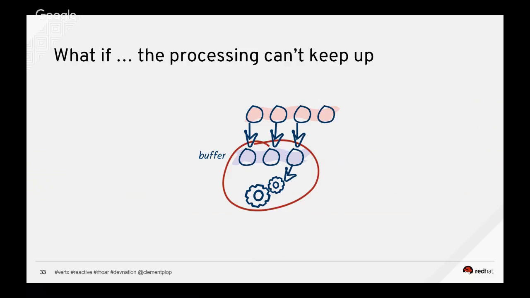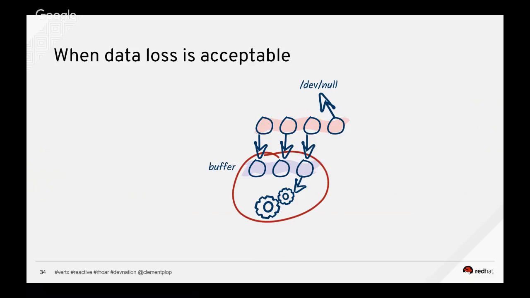If data loss is acceptable, just say it and say, okay, my buffer is only 3. And as soon as it's full, all the new data, I would just redirect to /dev/null. I'll just ignore them. So obviously, you can tune it to have the last dropped, or the first dropped, and so on. But that only works when data loss is acceptable. But what about when you can't have data loss?